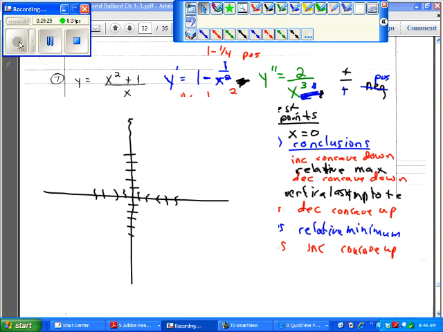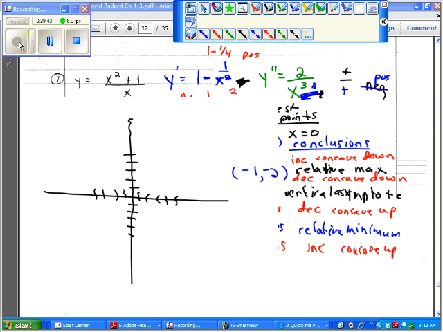If we were to plug in the -1 to get our exact point on our relative max, we would get -1, -2. And if we plugged in the +1 to get our relative minimum, we would have 1, positive 2. Okay, so let's start with our asymptotes. We have a vertical asymptote at x equals 0.